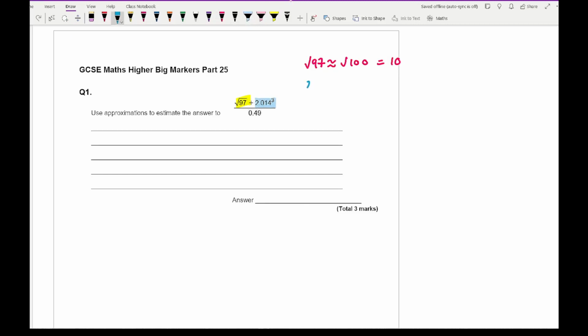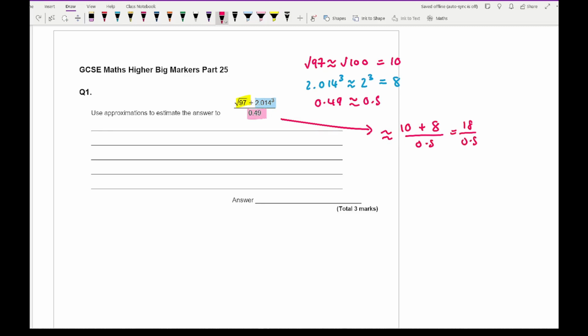Then if we take this here, we've got 2.014 cubed, so 2.014 cubed is approximately 2 cubed, which is equal to 8. And then with the bottom one, we've got 0.49, and that's approximately 0.5. So if I substitute these 3 values in to approximate the answer, we get 10 plus 8 over 0.5, which is 18 over 0.5. So how many halves go into 18? The answer therefore is going to be 36.